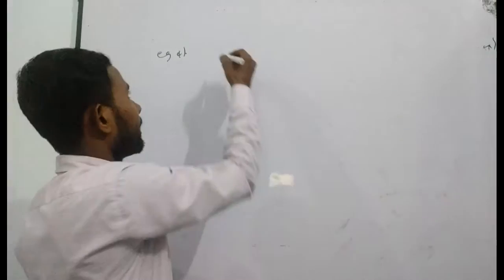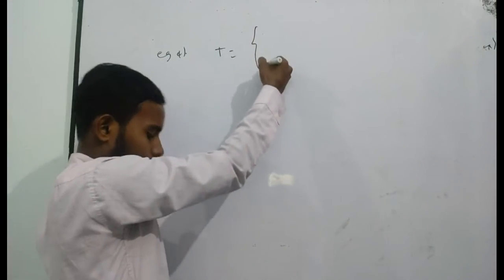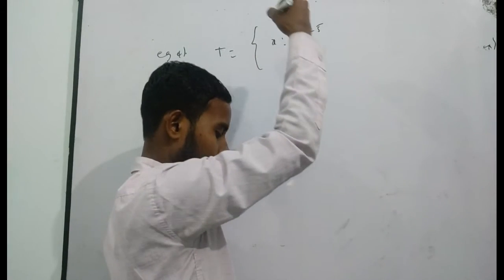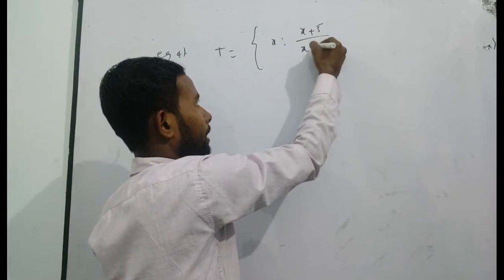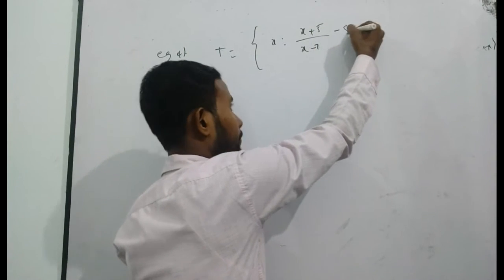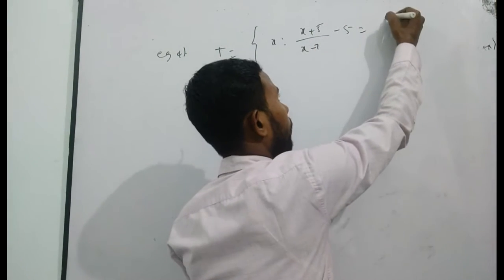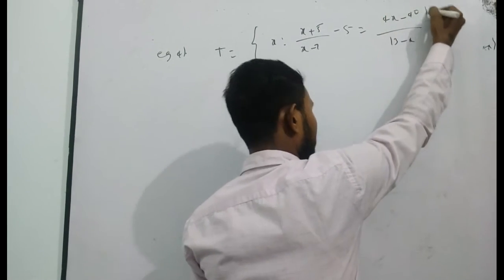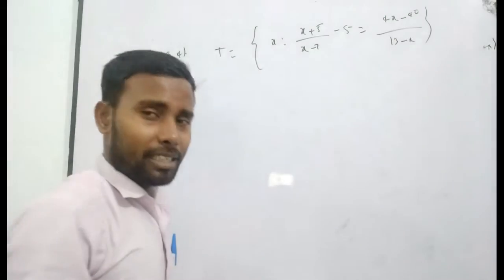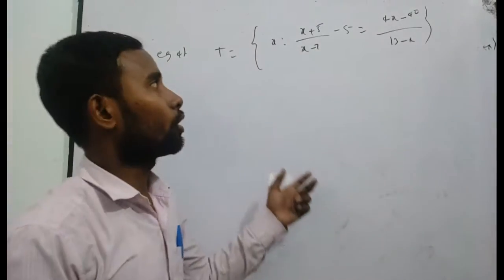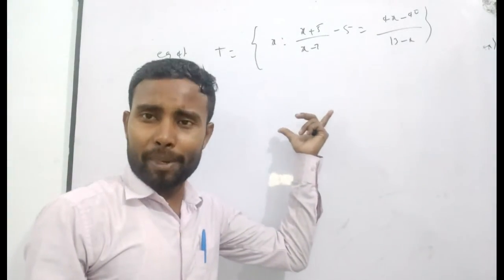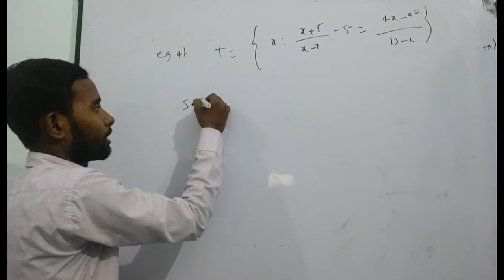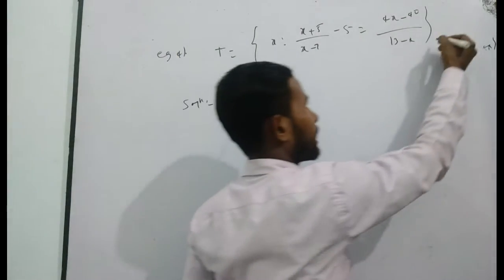Example 4. Let T is equal to x such that (x plus 5)/(x minus 7) minus 5 is equal to (4x minus 40)/(30 minus x). It is an implicit in this question. It says you have to check, is it an implicit or not? Justify. How can you solve this question?